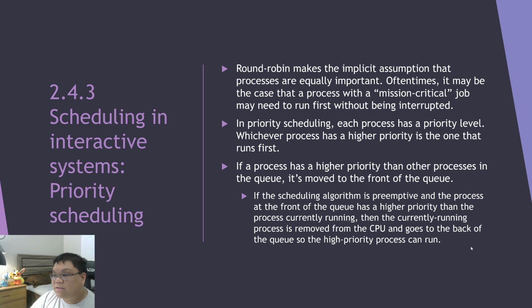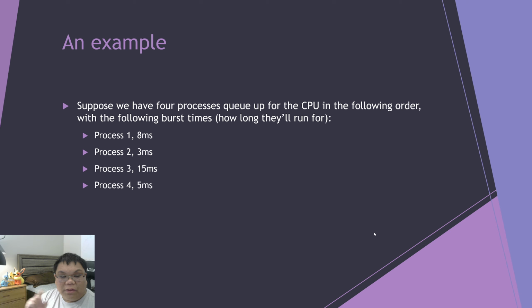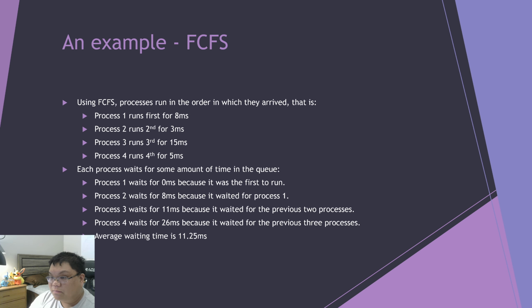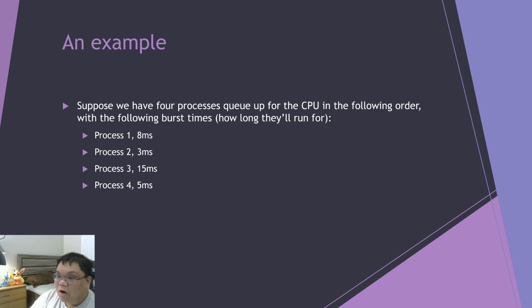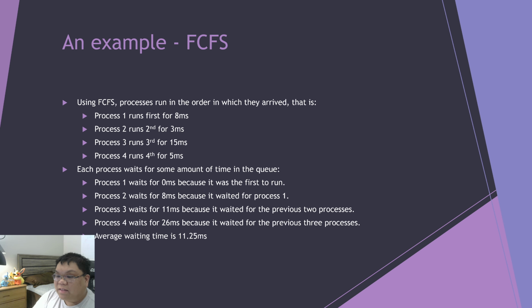Okay, so there are a few redundant slides in here, but let's go to an example. We have 4 processes, and we know how long they're going to run for: 8, 3, 15, and 5 milliseconds. If we use first come, first serve, then we run them in the order in which they arrive. Oh, by the way, we're going to assume that all processes here arrive at the same time in this order. So that means we're going to run process 1, then 2, then 3, then 4, for 8, 3, 15, and 5 milliseconds.